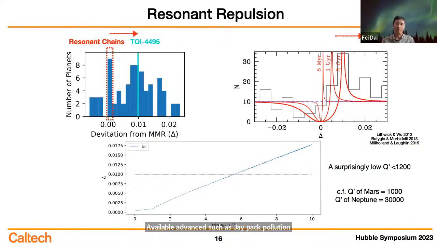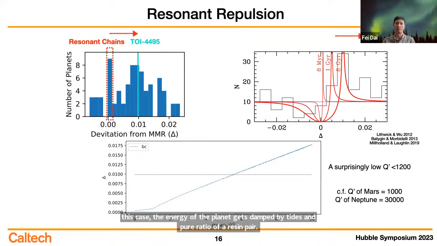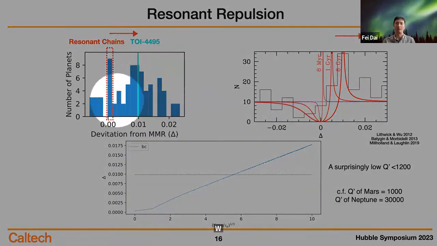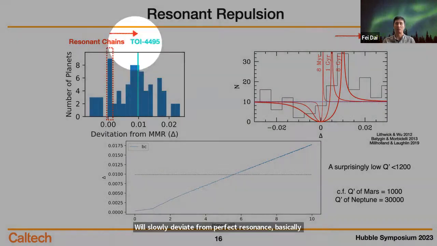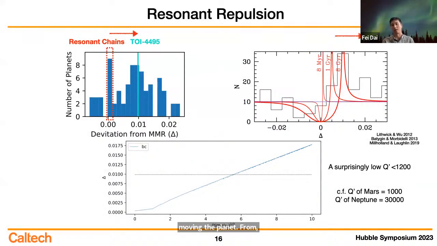The most commonly invoked explanation for the deviation from resonance is tidal interaction with the host star, also called resonant repulsion. In this case, the energy of the planet gets damped by tides, and the period ratio of a resonant pair will slowly deviate from perfect resonance, basically moving the planet from deep in resonance to that 1 to 2% deviation.